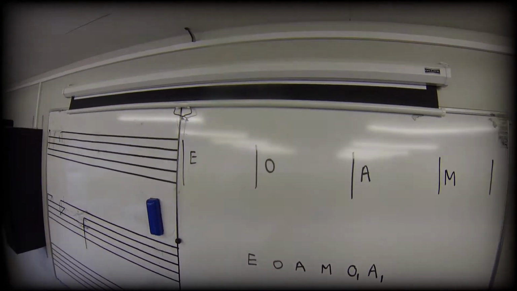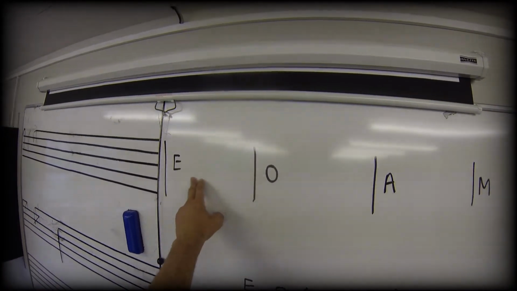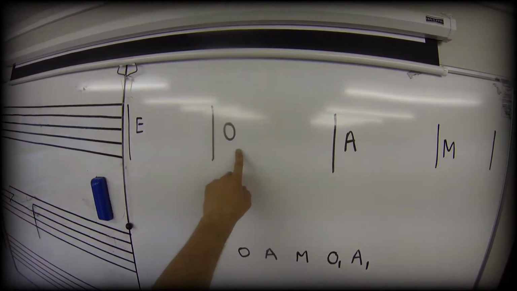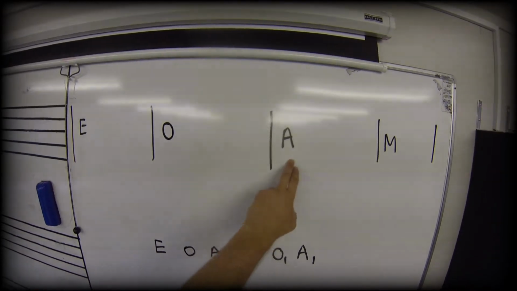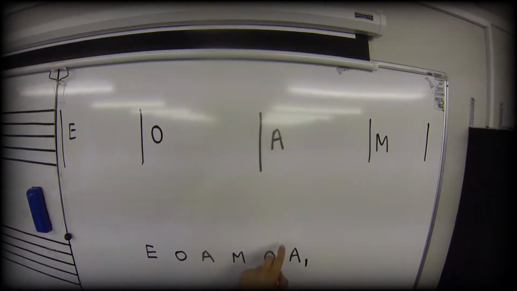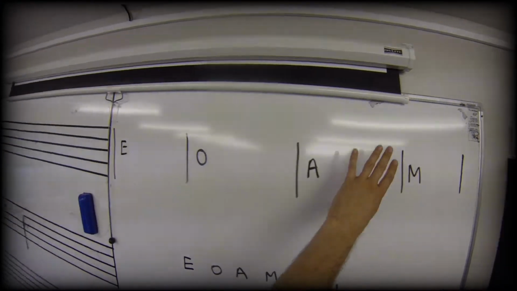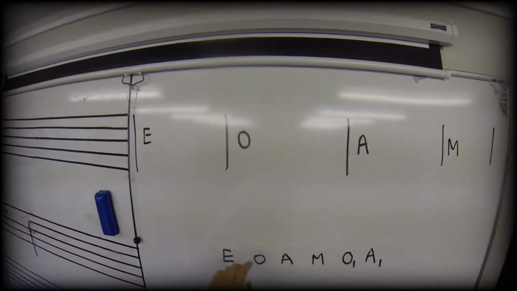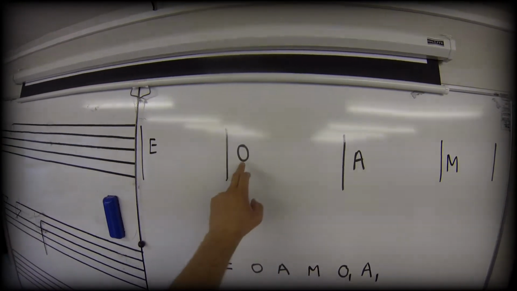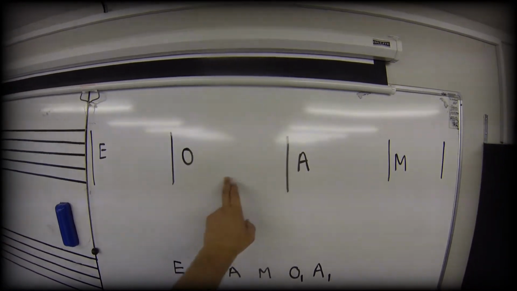So if we look at that in our bar structure, I want the first bar, E, then I want the O, then I want A, then I want M, and then I'm going to repeat, but I don't go back to bar E. I need to go back to here, and then to here.